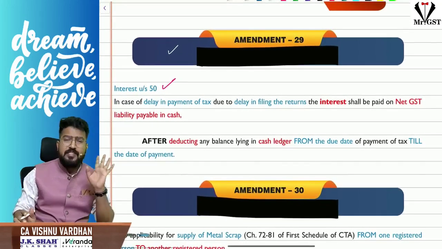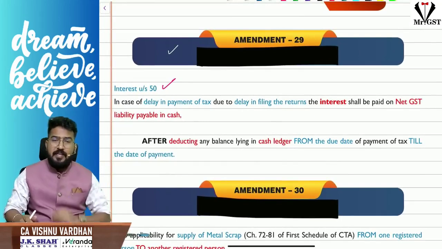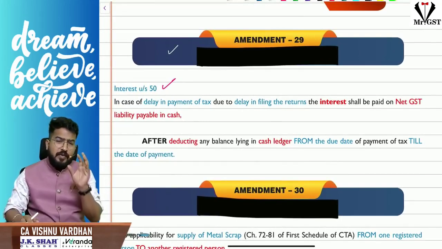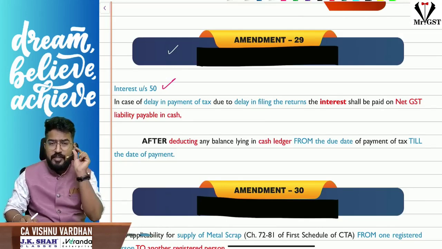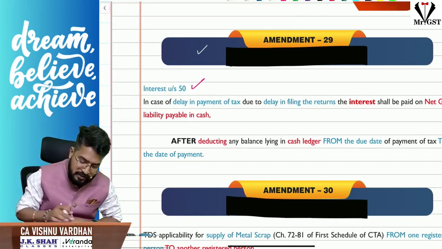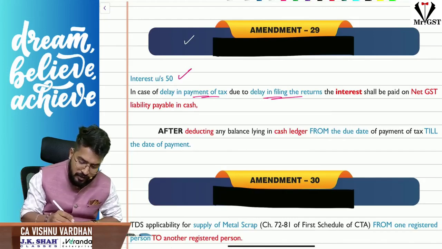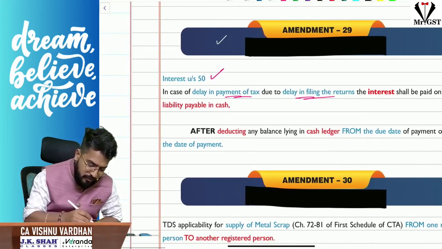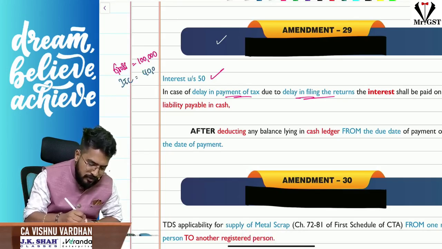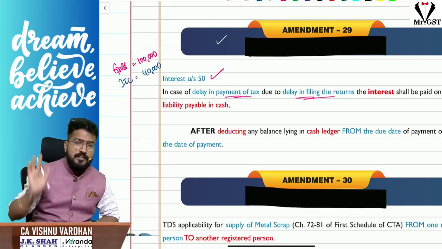So this is nothing but simple. You know, sir, when we are paying interest under section 50, when there is delay in filing the return and because of that there is delay in payment of tax, we will pay GST interest only on the net GST liability. For example, there is delay in payment of tax because of delay in filing the return. The gross liability is, imagine, 1 lakh, ITC 40,000. So we know generally we pay interest on 60,000.